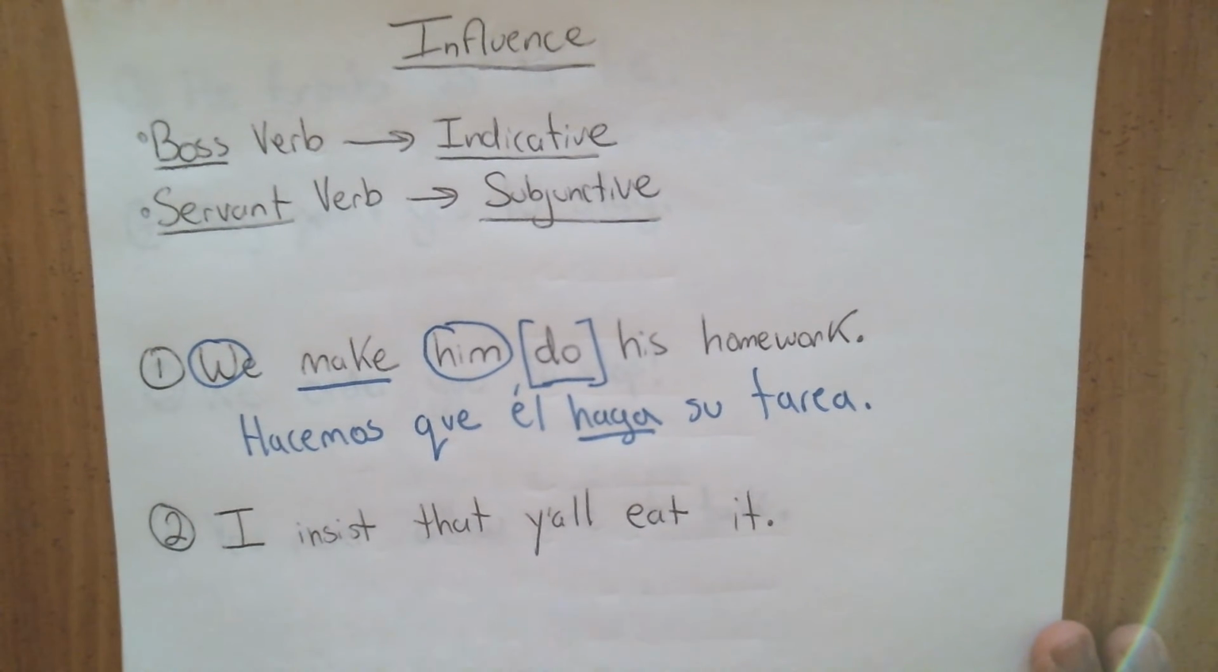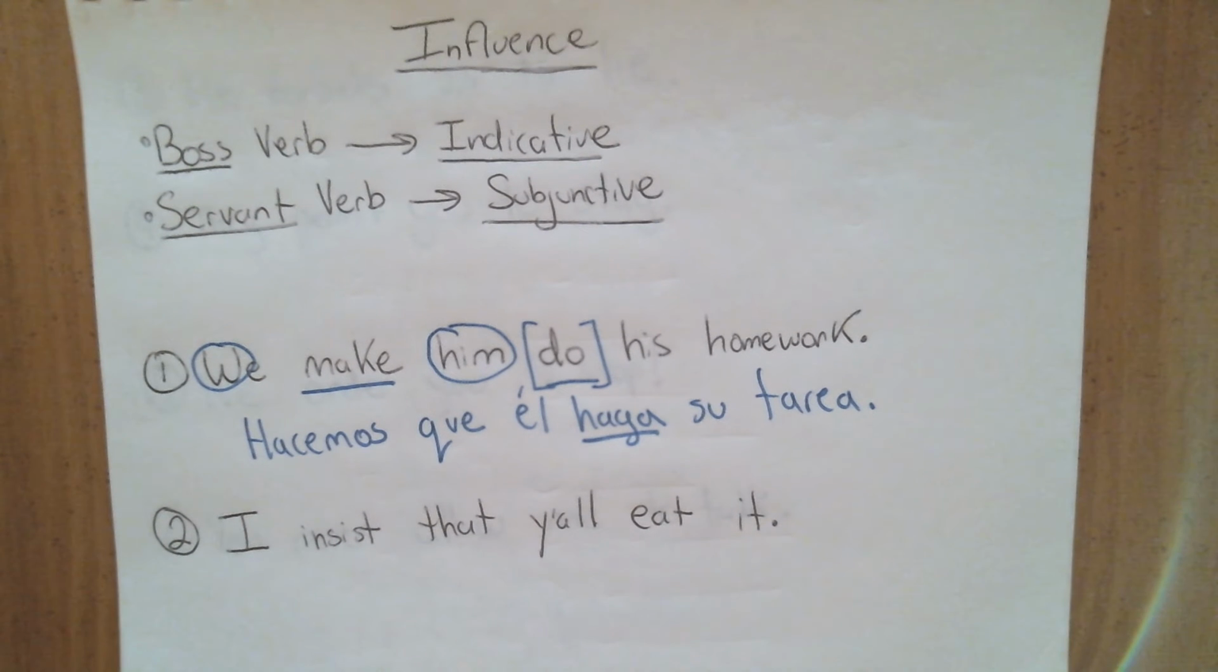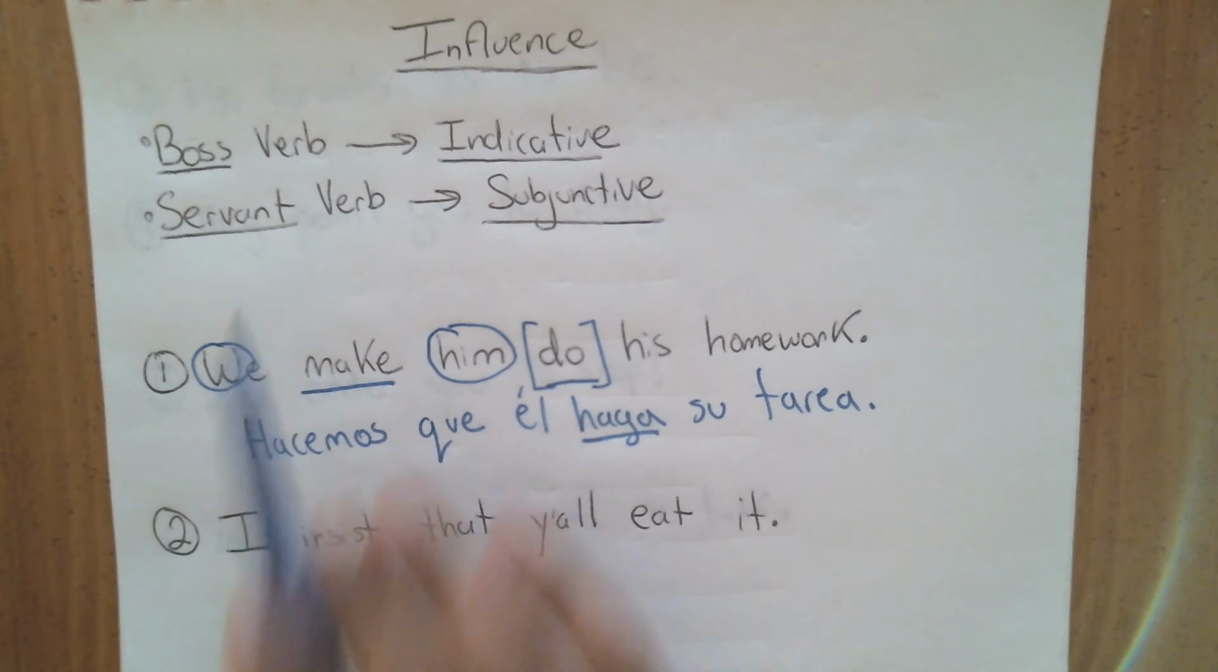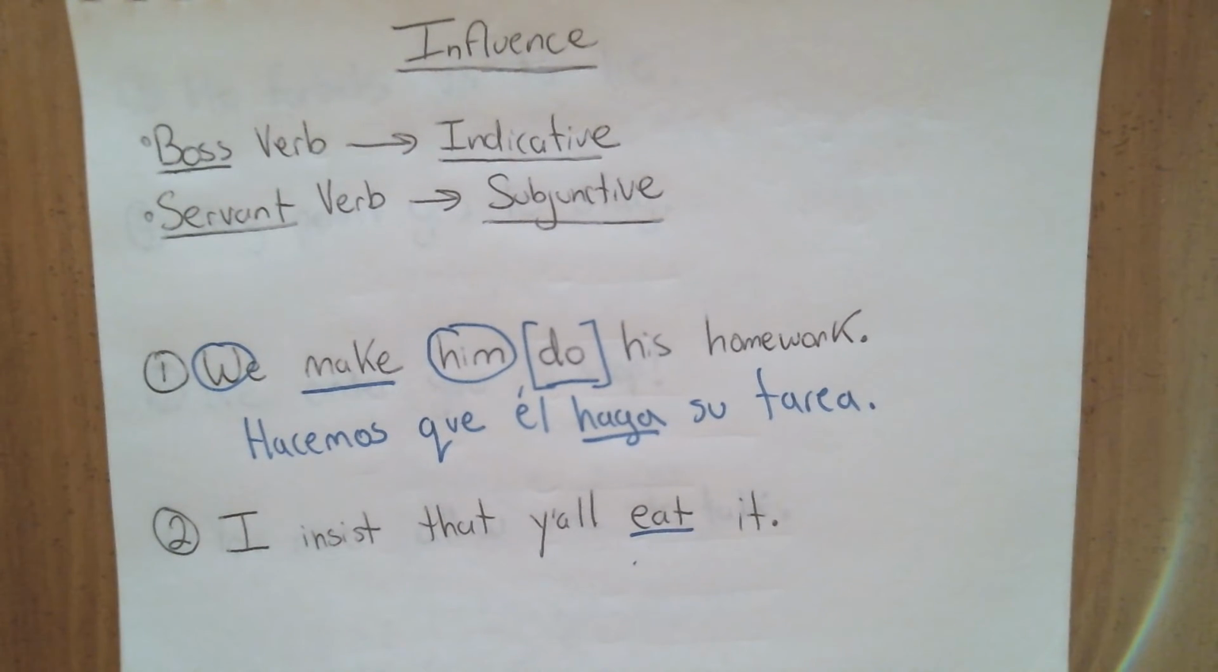I insist that y'all eat it. Well, who's in charge here? I am, because I'm the one who insists, okay? And you guys are going to do what I say. So whatever verb you guys are doing, that is the servant verb. It's subjunctive, and that's going to be eat. And we're actually going to use the vosotros form here.